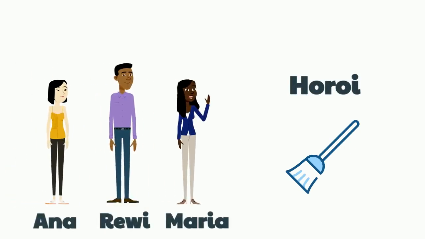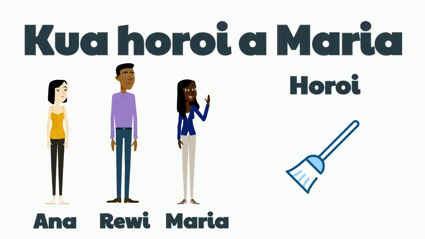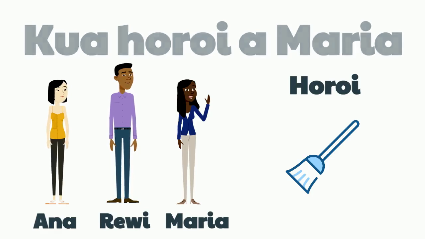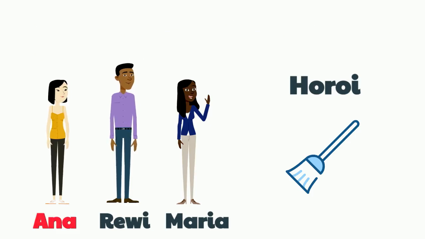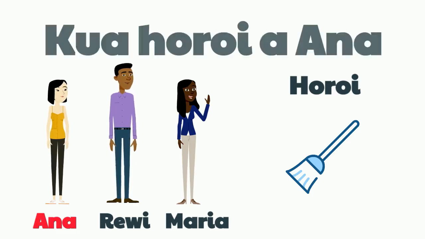Let's practice using people's names and also learning some new verbs. Horoi means clean. Kua horoi a Maria. Maria has cleaned. Kua horoi a Rewi. Rewi has cleaned. How would you say Anna has cleaned? Kua horoi a Anna.